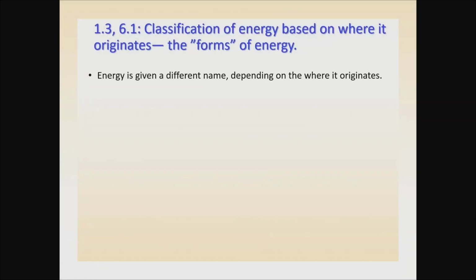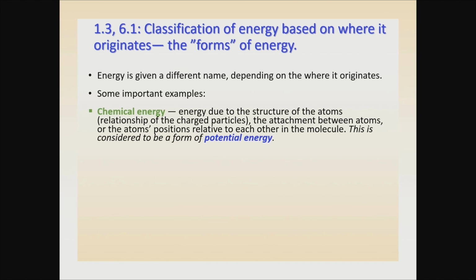Okay. So we can classify energy in terms of the two types, potential energy and kinetic energy, but another important classification of energy is from where it originates. So let me go through some important examples of this. For example, if energy is found in chemicals due to their particular composition, this is called chemical energy. So this is energy due to the structure of the atoms in the molecules and the arrangement of the atoms in the molecules in space.